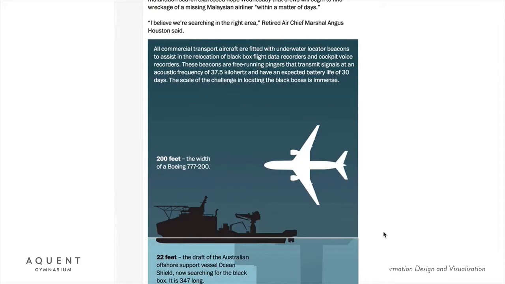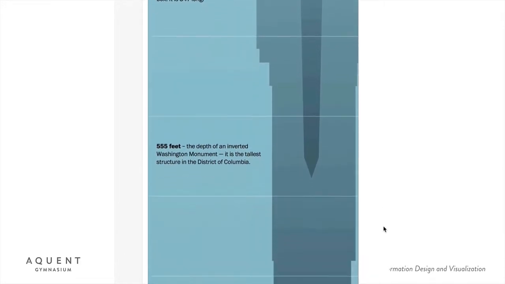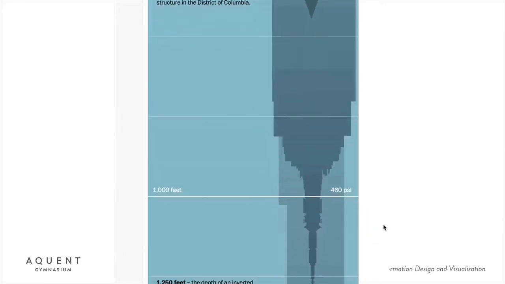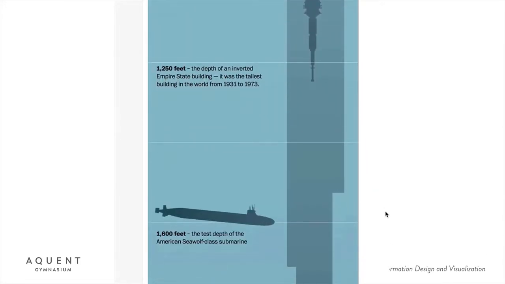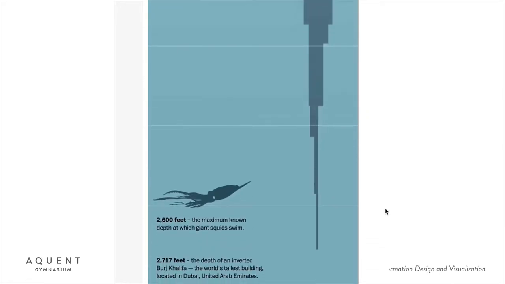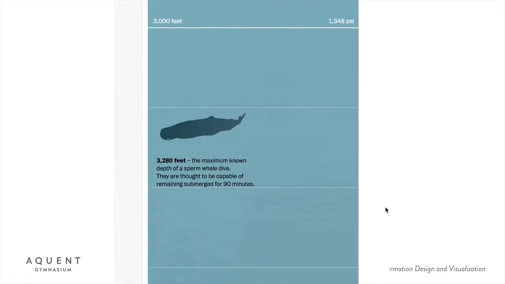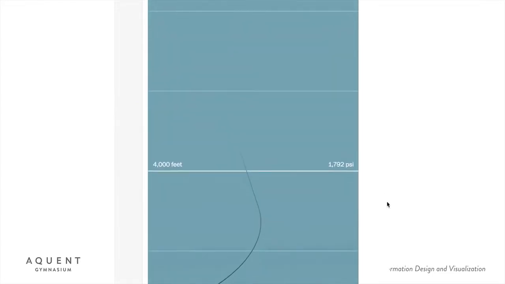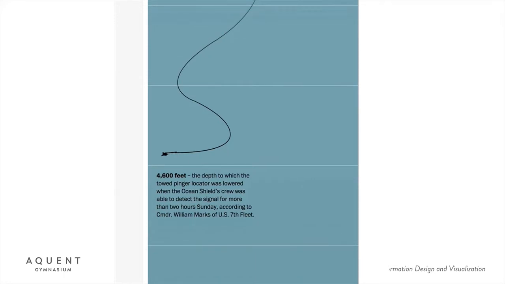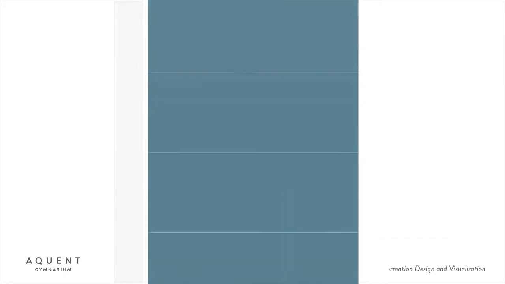Here's an infographic from the Washington Post that shows us the challenge of the incredible depth faced when searching for the wreckage of missing Malaysia Flight 370. What I love about this piece is that it uses the power of design to engage us as readers and communicate this great depth in a very experiential way.